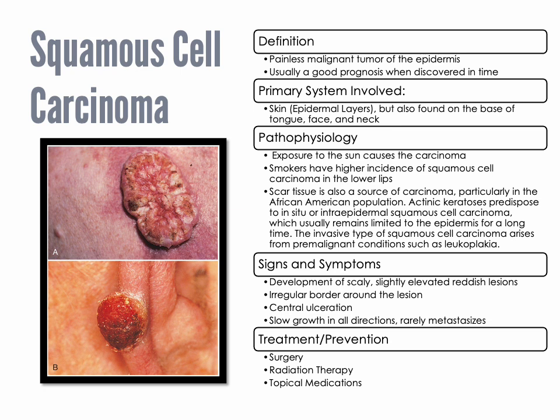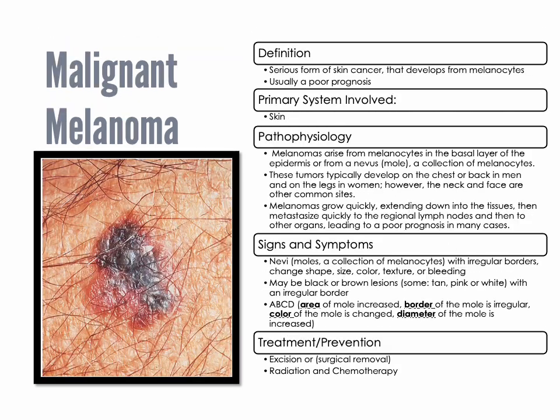You do have the development of scaly and elevated reddish lesions. You do have irregular borders. You may even have some ulcerations in those lesions, and it is a slow growth. It does not metastasize though. So just because it's malignant doesn't always mean metastasize. And when we talk about metastasize, that means that you have these issues that spread to different organs. Normally it's pretty localized. As far as treatment, you want to do surgery, radiation therapy, and they also have various topical medications for squamous cell carcinoma.